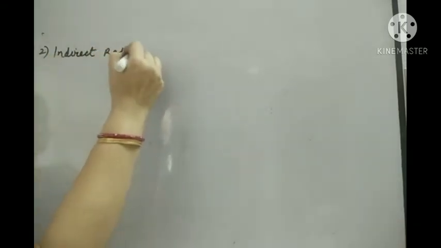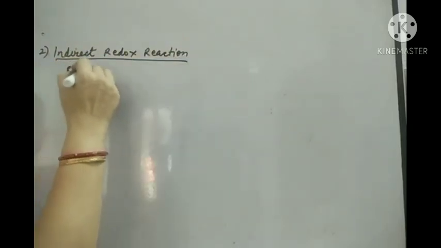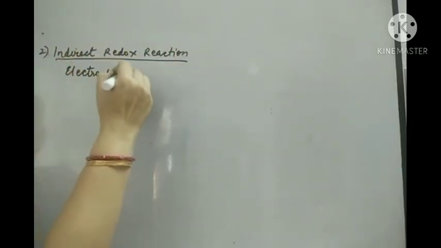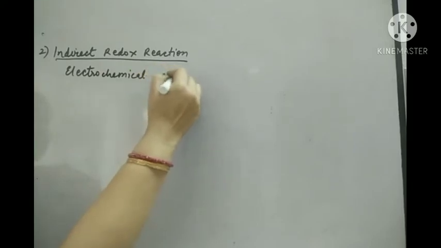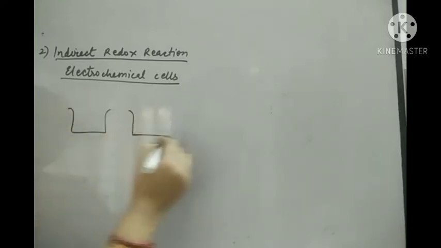Now, as an example of indirect redox reaction, we have the electrochemical cell. These are the cells which we use in our day-to-day life. They are also known as galvanic cells. They convert chemical energy to electrical energy. Now, there are two separate containers.